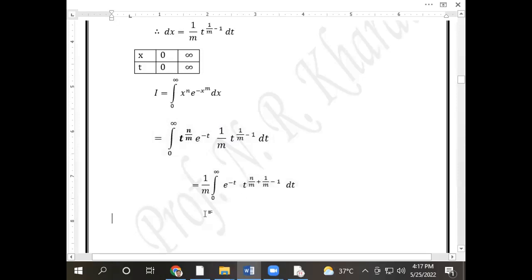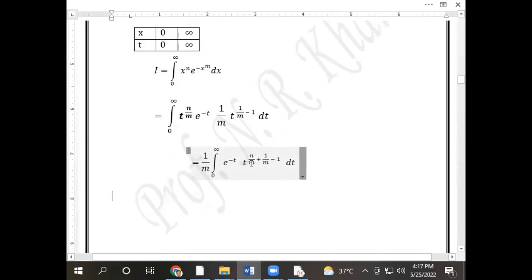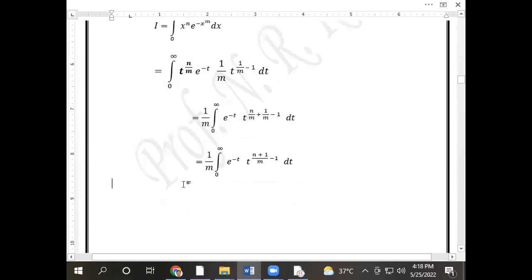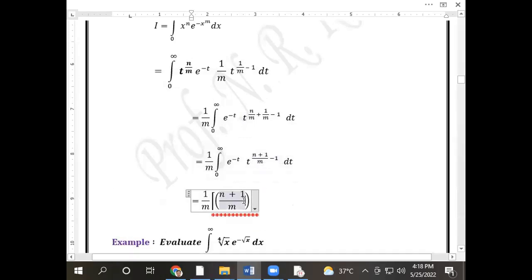So we added all the indices of t. When we compare with the definition, we have to add 1 to the index of t and replace that term in gamma. In n upon m plus 1 upon m, both have the same denominator, so we add the numerators, that is n plus 1 upon m. By the definition, we get the final solution. We have to add 1 to the index of t. Minus 1 is my original term, the index of t, and we add 1 to this, so we get the final solution.